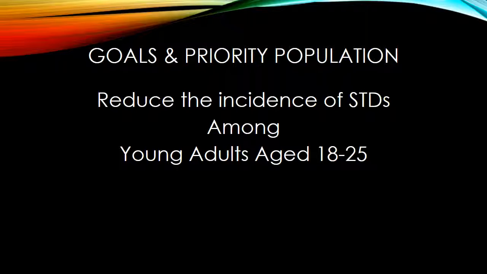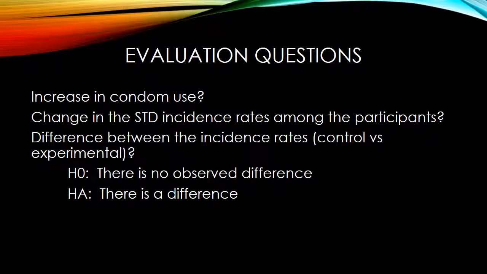Some of the questions that we asked in our evaluation: one of them was a univariate, and it says, what percentage of participants reported an increase in the frequency of condom use after participating in our study? The other univariate question was, what was the change in the STD incidence rate among the participants in our program over time? The other question that we asked was a bivariate, and it asked, is there a difference between the incidence rate of the control group and the experimental group?